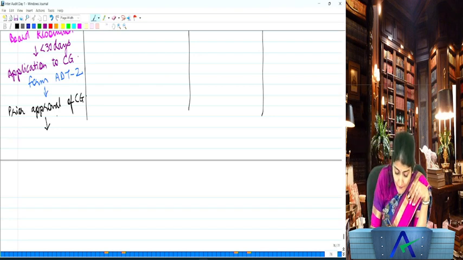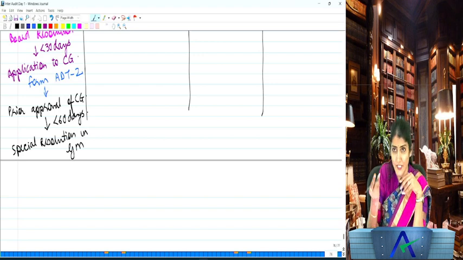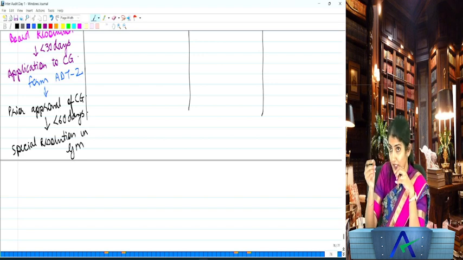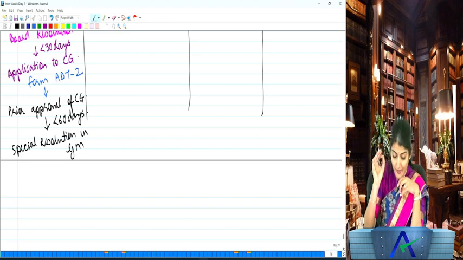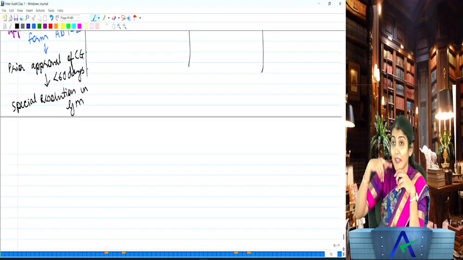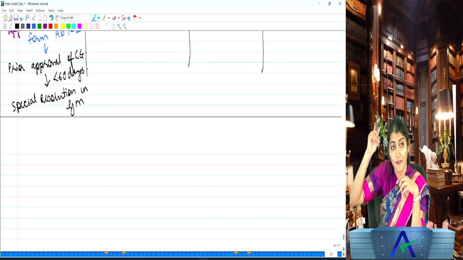Then once you receive the approval from the CG, within 60 days, you need to pass a SR. You understand SR? Special resolution in the general meeting, EGM. If I don't write A, that means it's a general meeting, and only GM means it has to be EGM, extraordinary general meeting. So the special resolution is to be passed in the general meeting within 60 days of the approval of the CG.